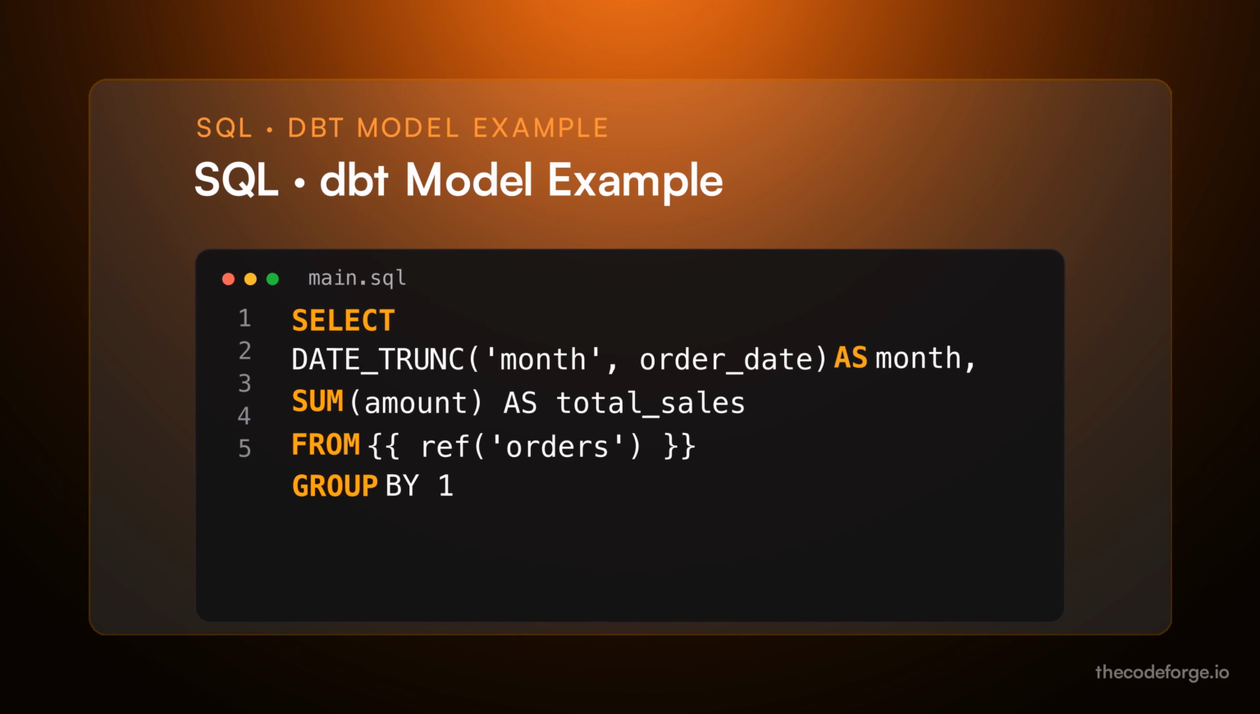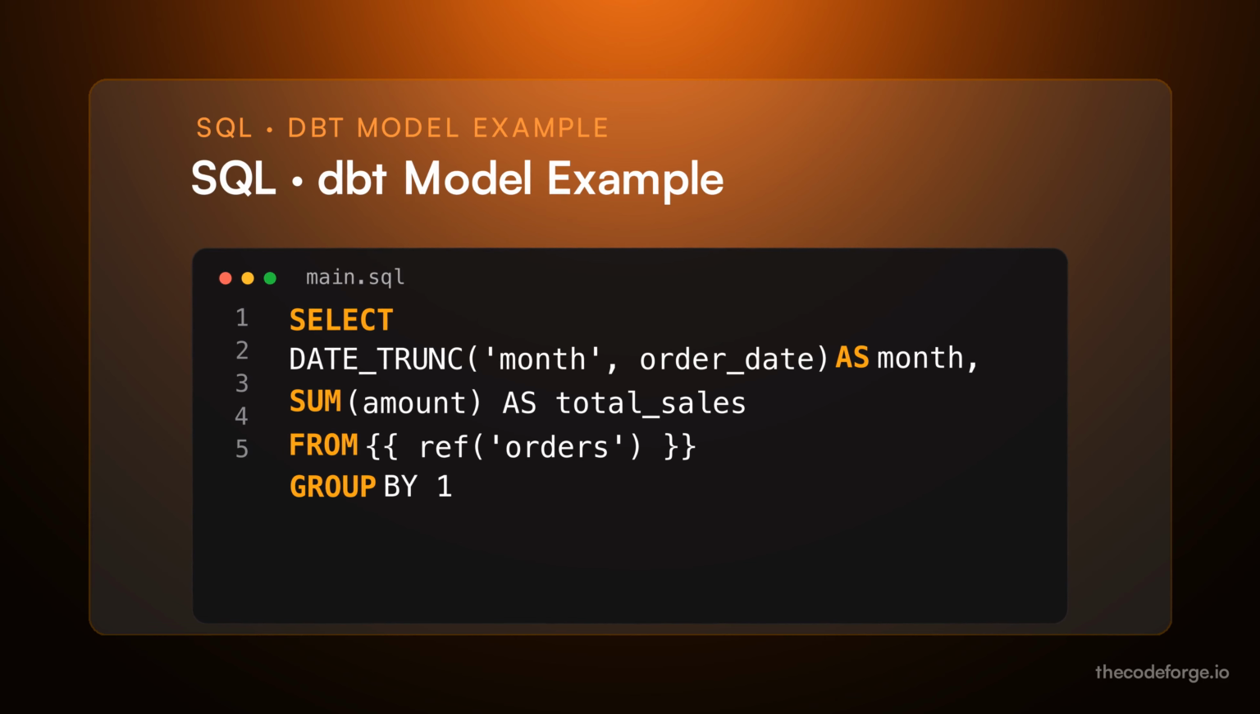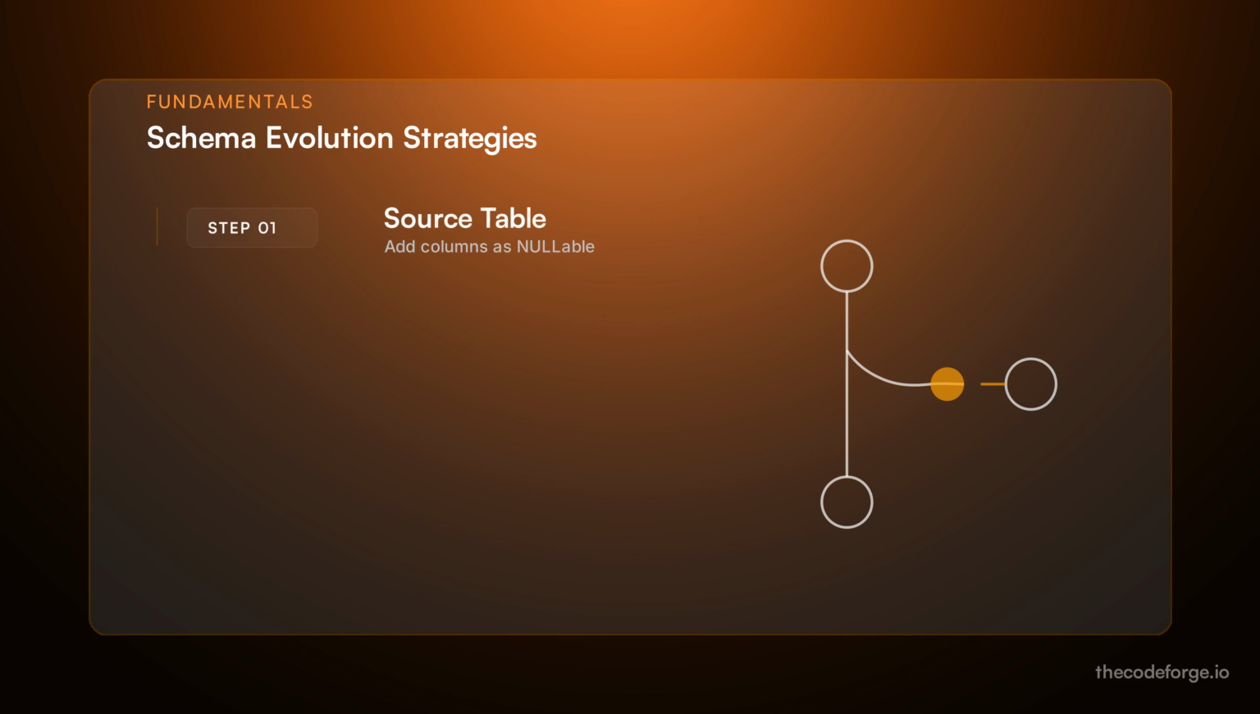This dbt model aggregates sales by month using date_trunc on order_date. It references the orders table via ref, handling dependencies automatically. Start from your source table.